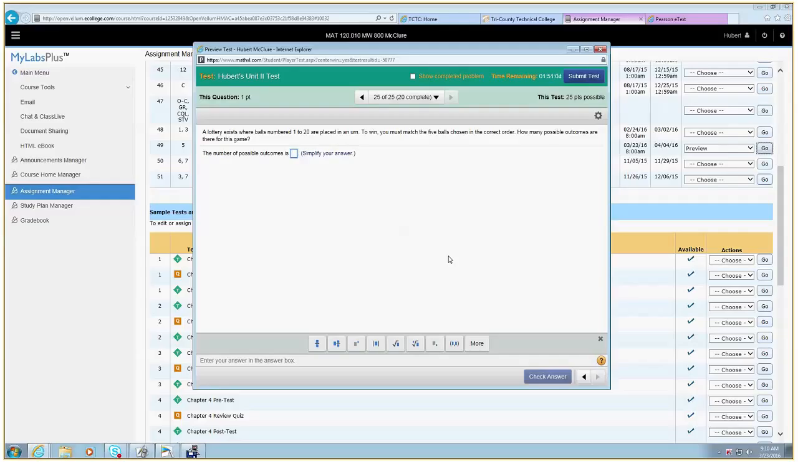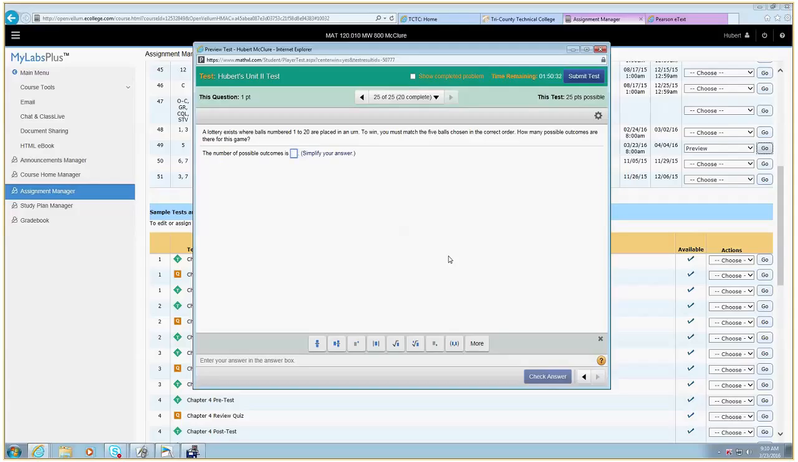Now, does it say, well, it says to win. You must match the five balls. How many possible outcomes? Okay, now they're sending you mixed signals. They're saying to win, which assumes that you bought a ticket. And then they say how many possible outcomes. They're not asking for the probability. The outcomes, is that the numerator, the denominator, or both, or what? It's the denominator. So they want the denominator here.